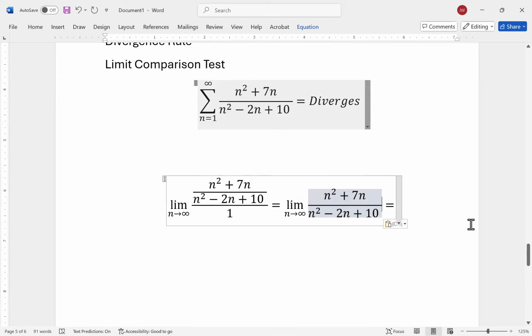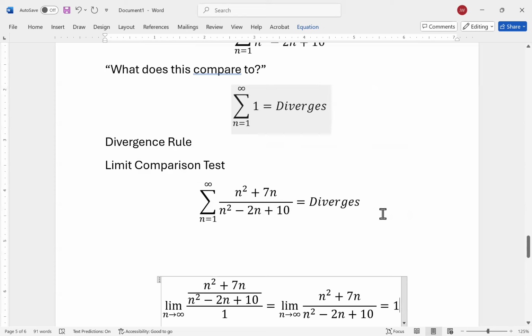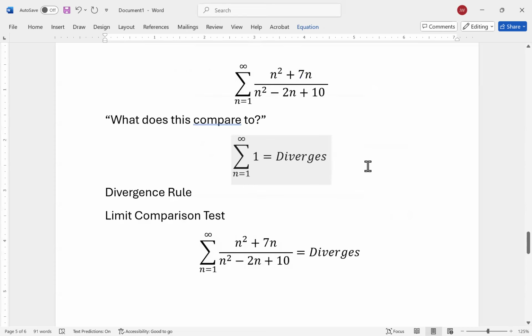And so we get the limit, which is 1, which is a non-zero real number. So I can use the limit comparison test because the ratio is a non-zero real number. Therefore, since the infinite series where I'm summing up 1 diverges, then the infinite series that I'm given also diverges.